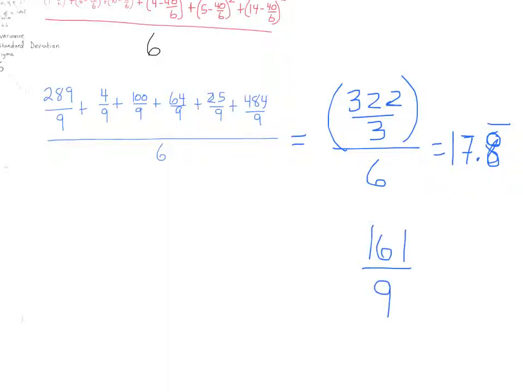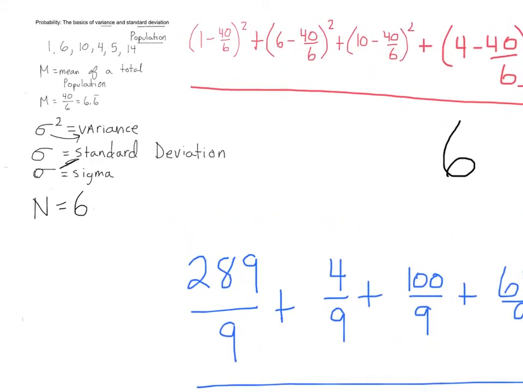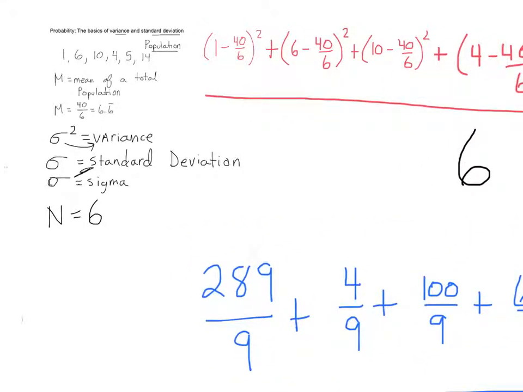Now what we're saying is our variance is 17.8 repeating. So I'm going to write here equals 17.8 repeating. Now, how do you get rid of a squared? Square root it. So let's square root the variance. When you do it, go square root of, and then in parentheses put 161 over 9. Don't use the decimal. And you get 4.23.